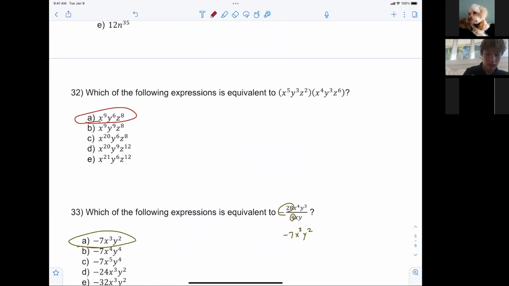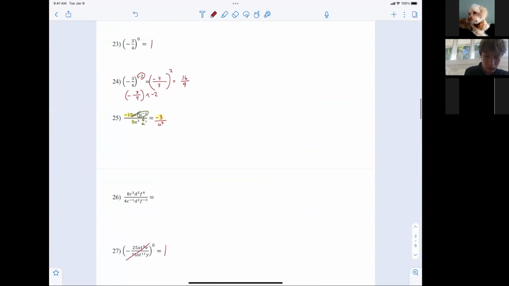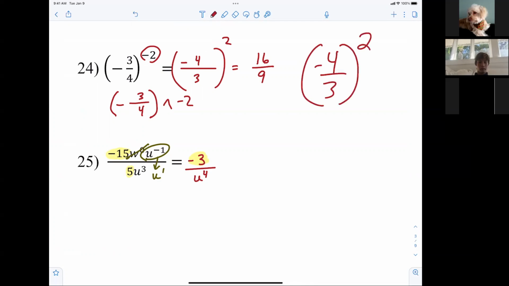Shh. So 24, let me help him out. Listen to me. The negative exponent: take the reciprocal. What's the reciprocal of 3/4? Right. So 4/3, the negative still stays, and you square it. Are you having trouble with 4 squared? Okay. What's 3 squared? That's the answer. That's all there is to it.